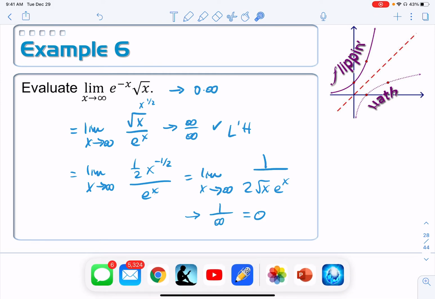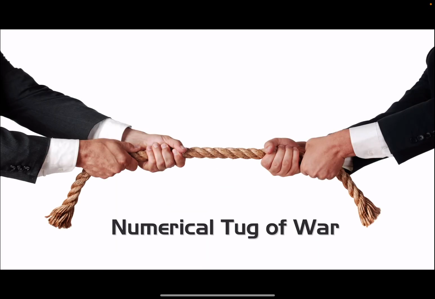Another way to think of this is as like a tug of war, right? We've got 0 on one side, we've got infinity on the other side. Who's pulling harder? Who's running faster towards either 0 or towards infinity? And we can solve it. See that e to the negative x, it was winning, right? It's exponential. Of course it's going to win. And so it won the numerical tug of war.